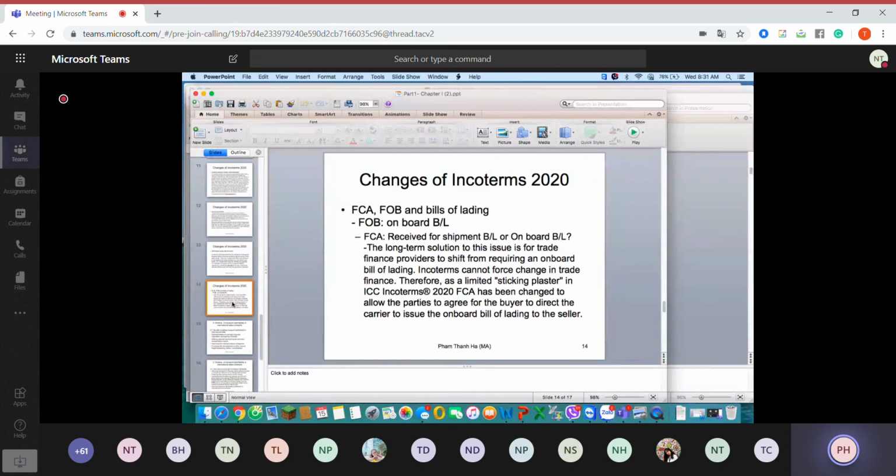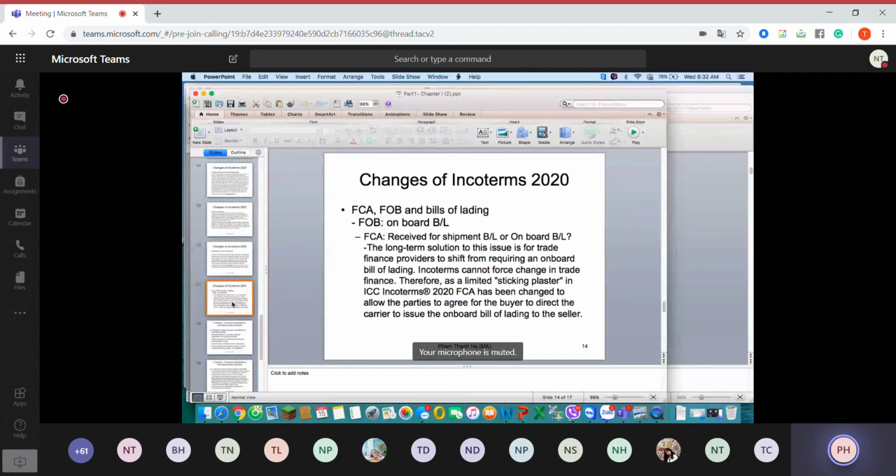However, for the FCA, in the Incoterms 2020, they would like to add one more characteristic. Usually when we apply the FCA in the sales contracts, we have to consider whether to use receipt for shipment bill of lading or onboard bill of lading. Let me explain a little bit about the difference between the receipt for shipment bill of lading and onboard bill of lading. The receipt for shipment bill of lading will be used if the goods haven't been loaded on board of the vessel at the port of loading.